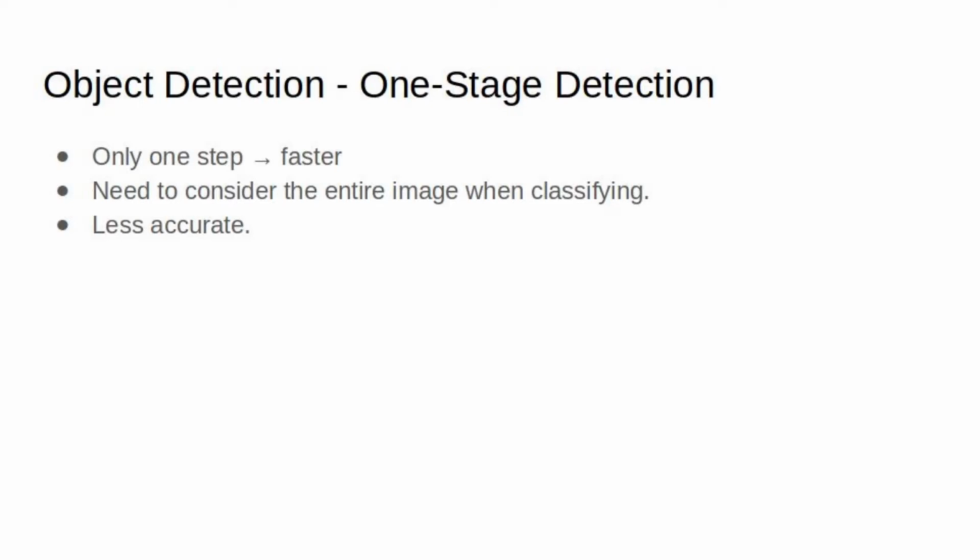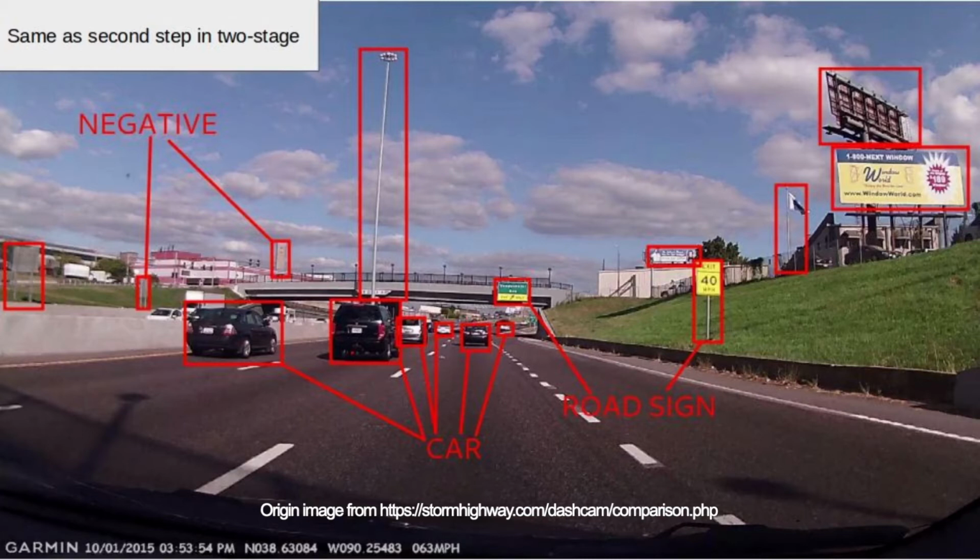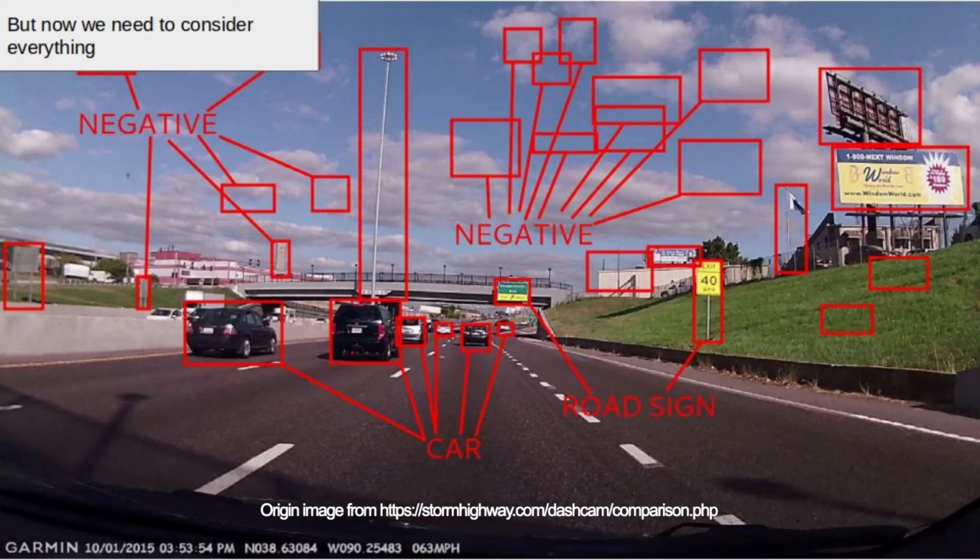A one-stage detector is essentially the same as the second stage in the two-stage detector, but we now have to consider everything because we didn't filter out all the negative objects. It is faster because it is just one algorithm instead of two, but it is less accurate. So here, as you can see, it is exactly the same as the second stage, but we now have to consider absolutely everything. So you can see there is a lot of negative classes and not too many positive ones.